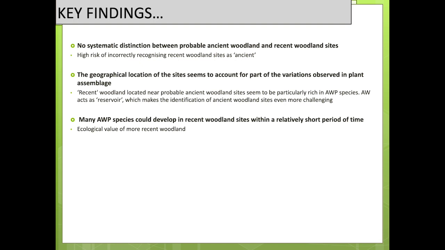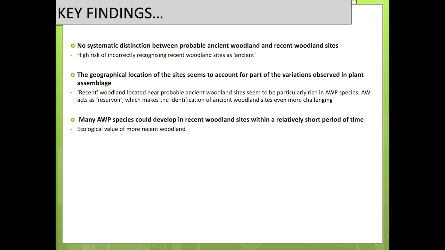So it can be a kind of circular problem, where it's difficult to identify what is an ancient woodland indicator species, and how to disentangle this is challenging in itself. So again, what I would like to bring is a discussion rather than telling you what is ancient or not ancient.